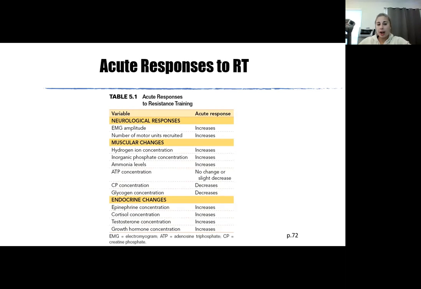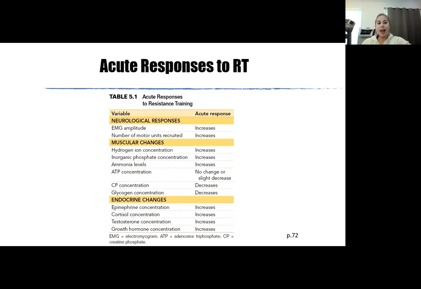Some muscular changes that happen. So thinking back, you have to go back to physiology a little bit here. Hydrogen ion increases, okay, because that is a byproduct of lactic acid production. We get even phosphate increase. Think of the ATP-CP system, right? And so if we go to CP, creatine phosphate concentration, it decreases, okay, because we're using it. So when we do resistance training, we will be using our ATP-CP system, okay?